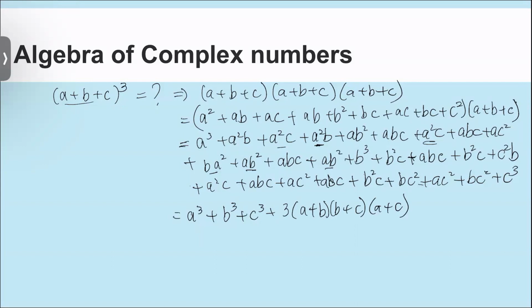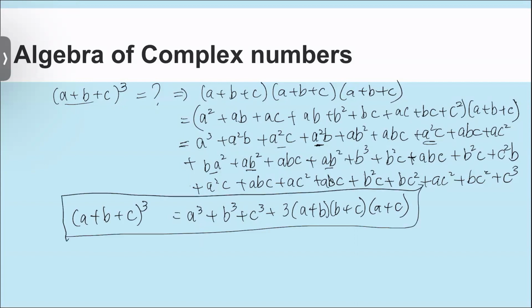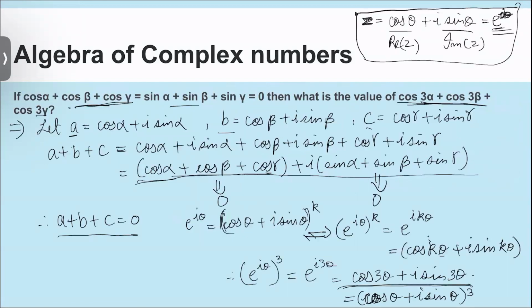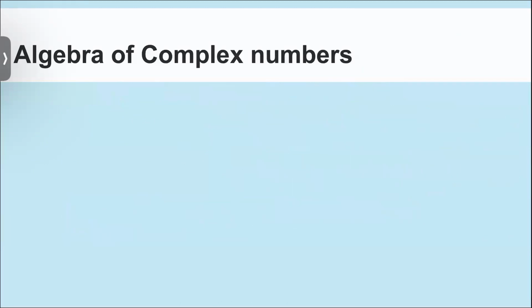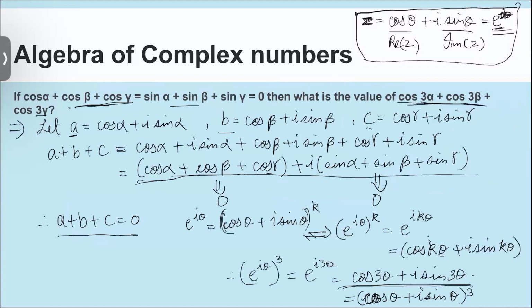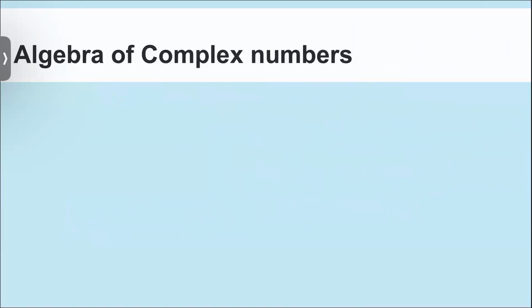This is the final identity that we can use for solving this sum. Since we know that a plus b plus c is equal to 0, which we have already proven, we can write a plus b is equal to minus c, b plus c is equal to minus a, and a plus c is equal to minus b.